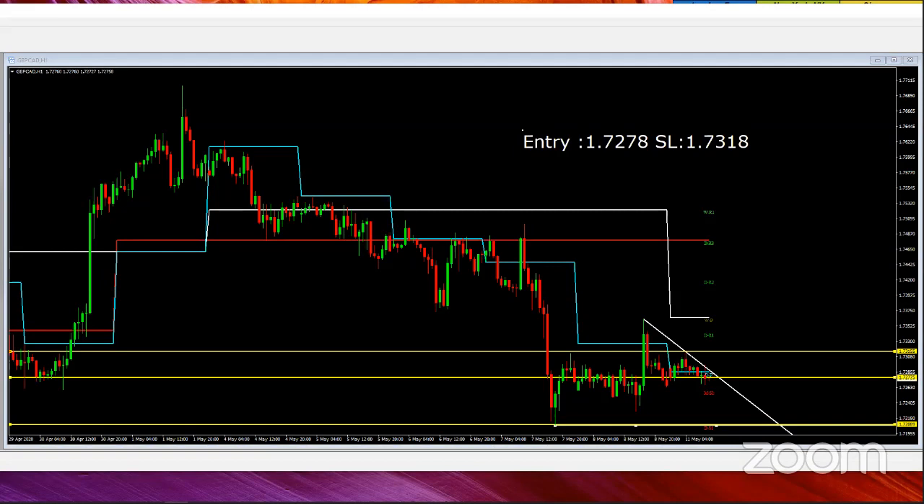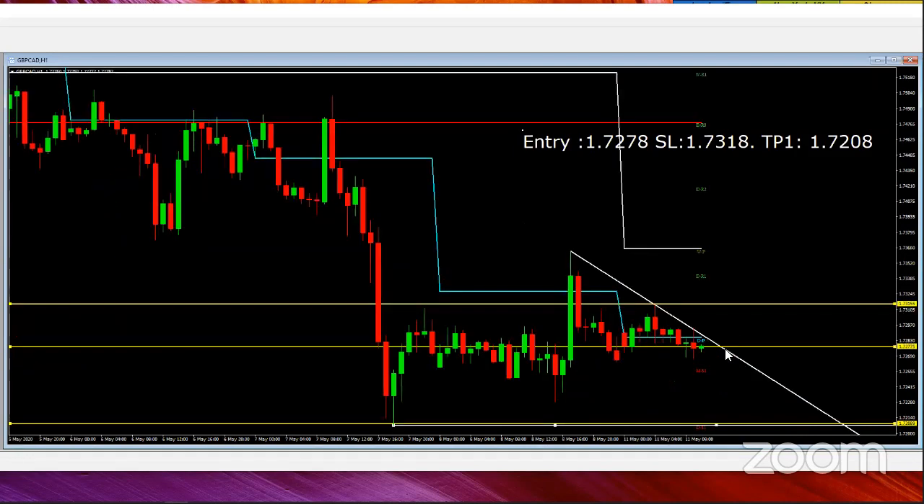And now the rest of it, we do want to leave run, and I'll discuss the reasons why after we've put these in. 1.7208. There we go. So they are the levels there. All right, so we're just floating around the entry level now. 1.7278, stop loss at 1.7318 with a take profit at 1.7208. I'll blow these up so you can see.